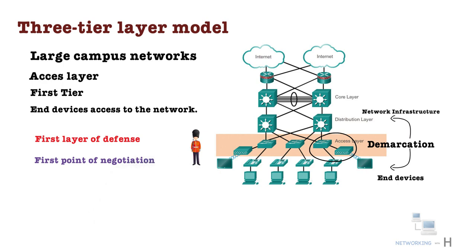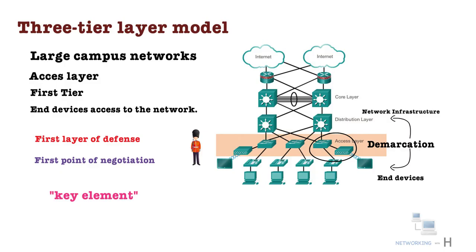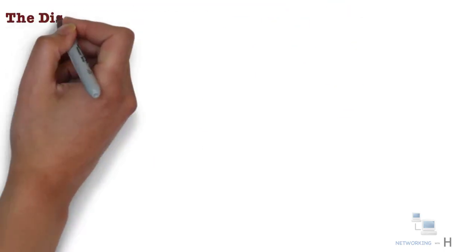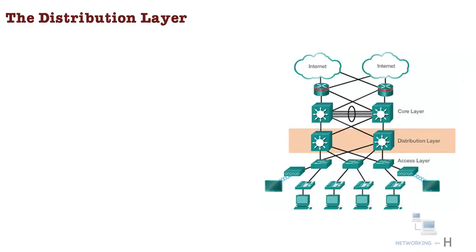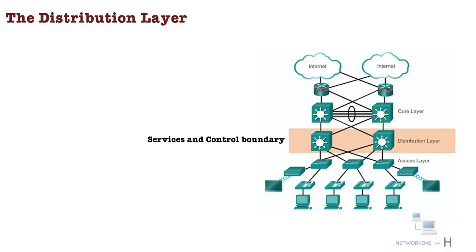When looking at the overall campus design, the access switch provides the majority of these access layer services and is a key element in enabling multiple campus services. The second layer we have is the distribution layer. The distribution layer in the campus design has a unique role in that it acts as a services and control boundary between the access and the core.